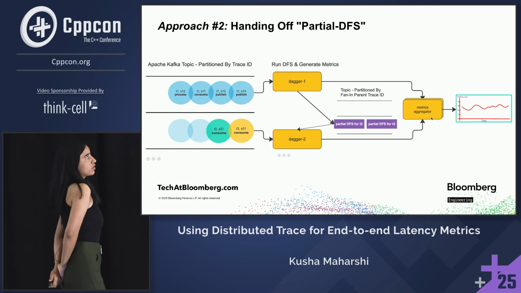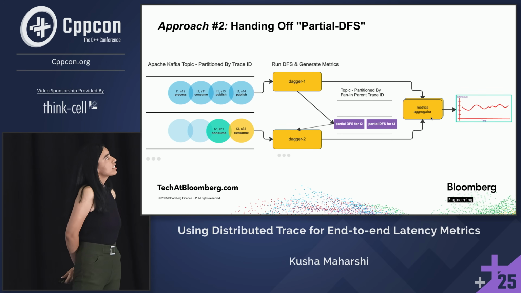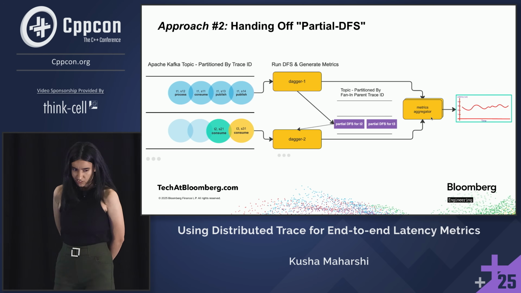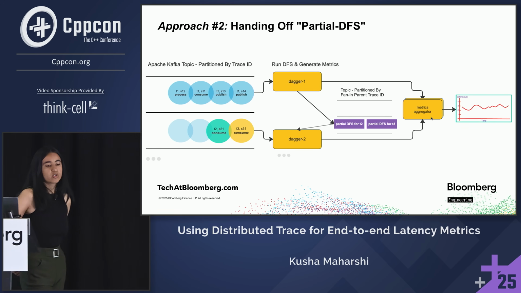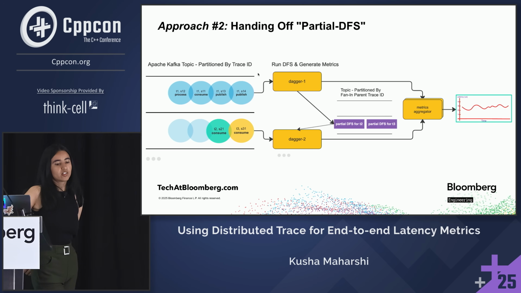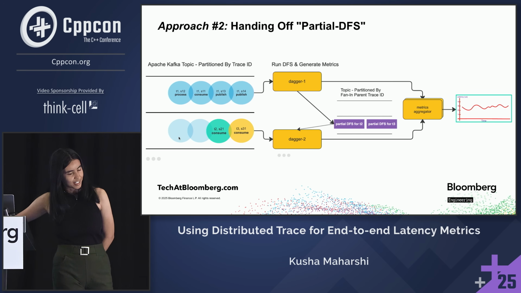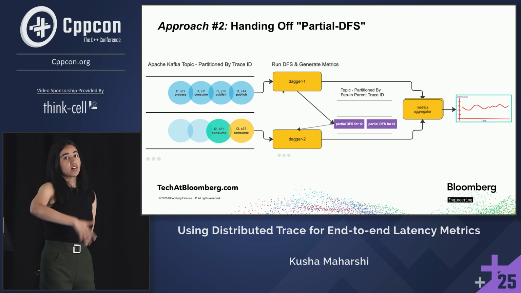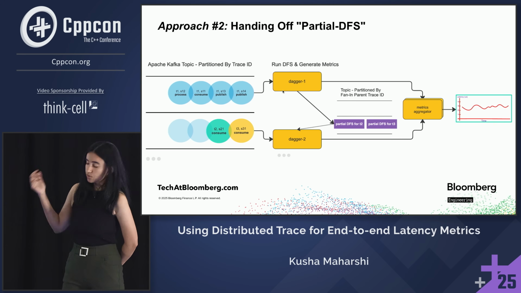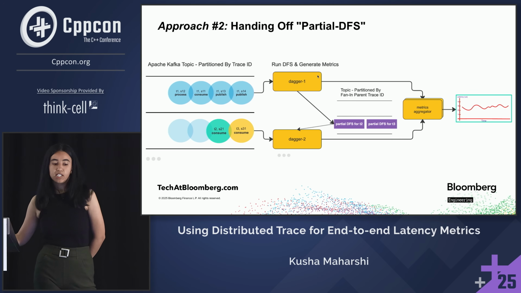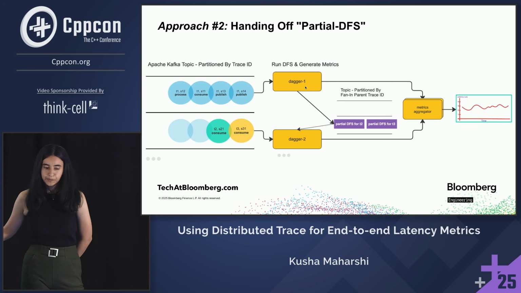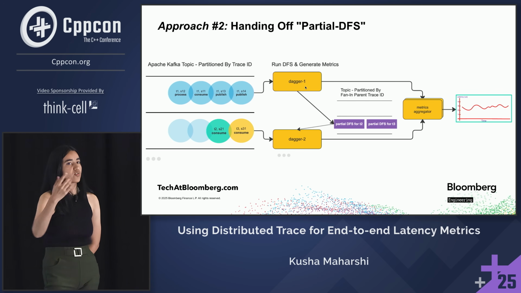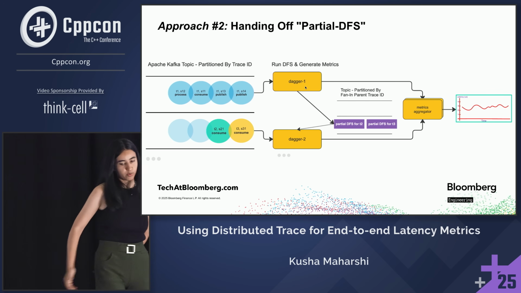Okay, so approach number 2 is essentially one where we hand off a partial DFS. So what does that mean? Once again, we're starting off at our favorite little Kafka topic that is partitioned by trace ID. This time, Dagger's consuming straight up from this Kafka topic, right? So all spans in the same trace are ending up in the same Dagger instance. And now, this Dagger is going to start running the DFS, as we saw in our examples.